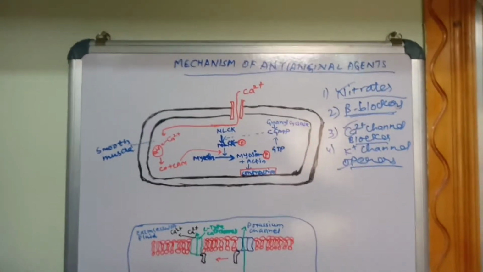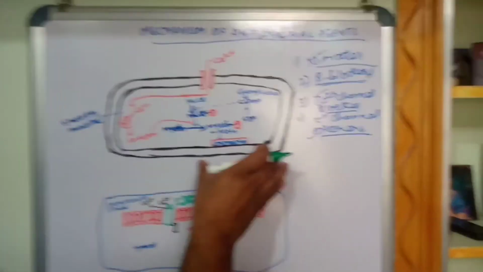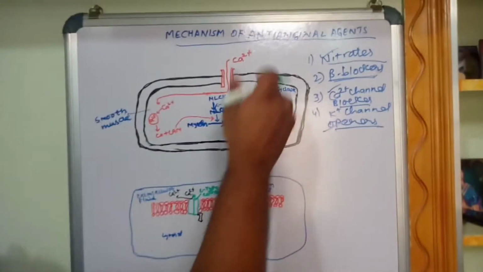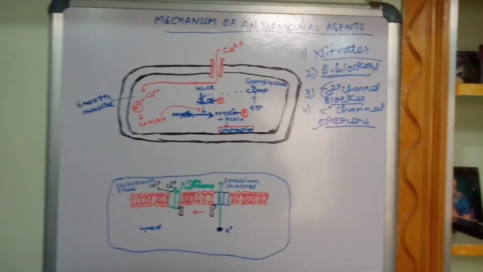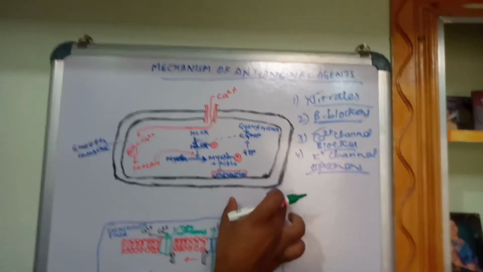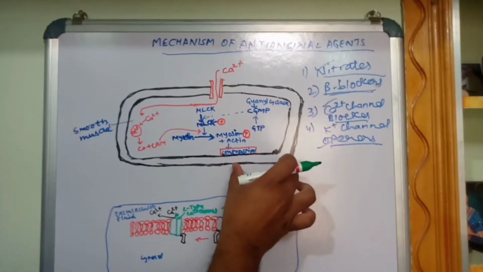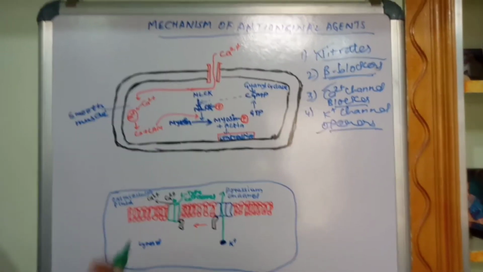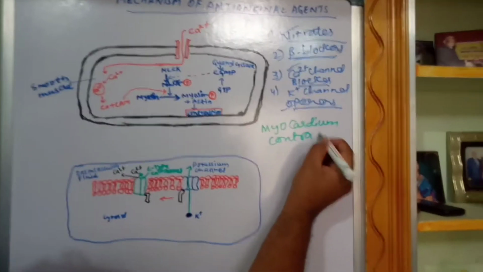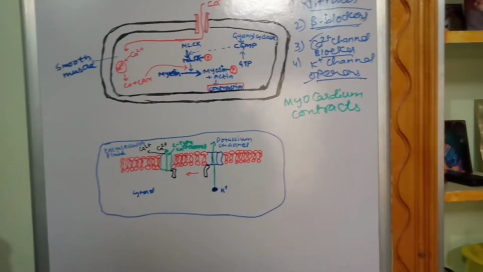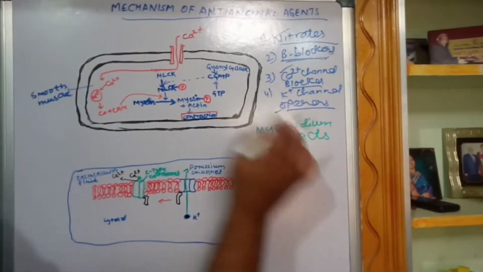To know this mechanism, first we have to know the basic mechanism involved in myocardium contraction. Generally we know that angina pectoris leads to symptoms like chest pain. Why do you get chest pain? When the smooth muscle of the myocardium contracts, then you get chest pain. So how does myocardium contraction take place, and where will the drugs act?